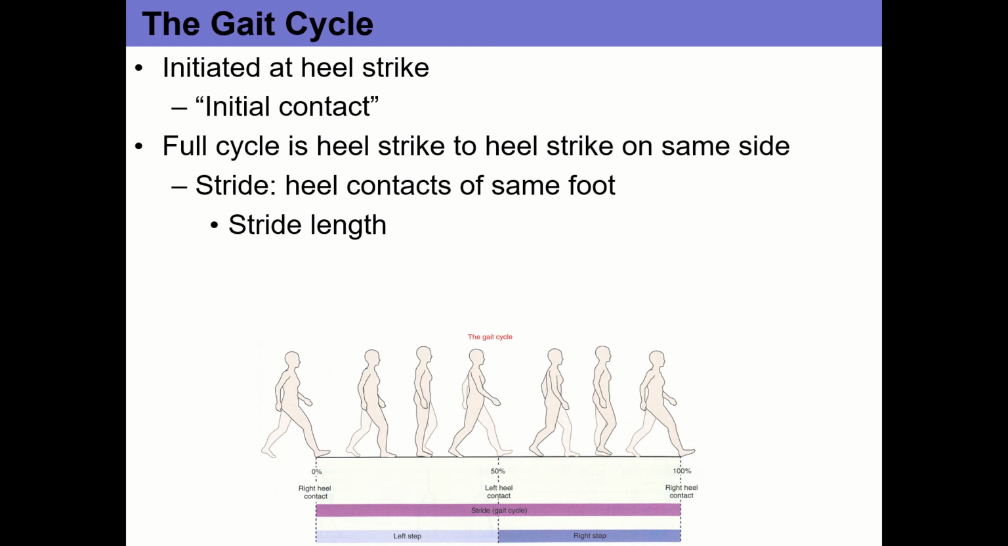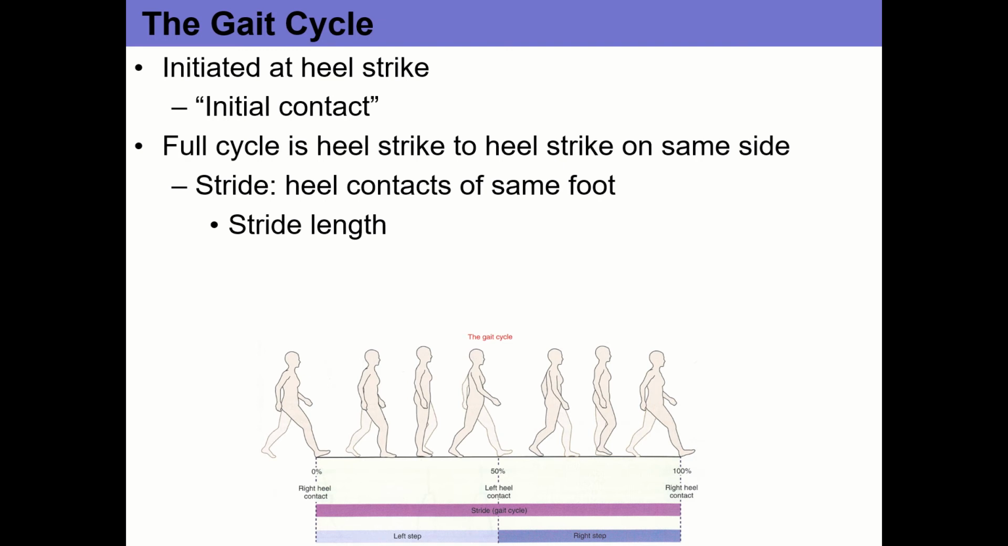So there's a couple different terms here. There's strides and steps. Stride just looks at one leg or the other. I'm always going to use the right leg just to keep things simple. So stride refers to the time between heel contact on the right leg to the next time you get heel contact on the right leg. So it's right to right, as opposed to a step, which is right to left. A single step is right heel contact to left heel contact.